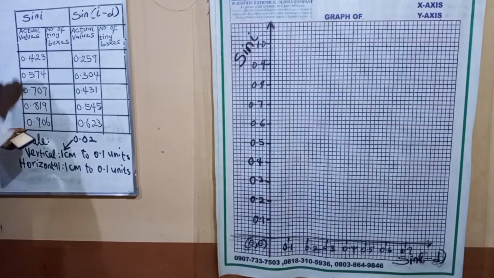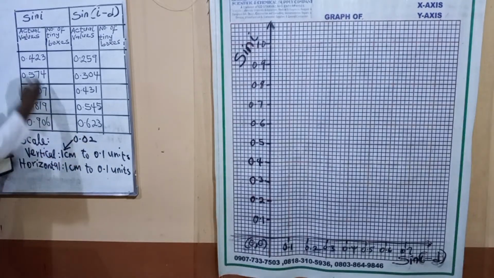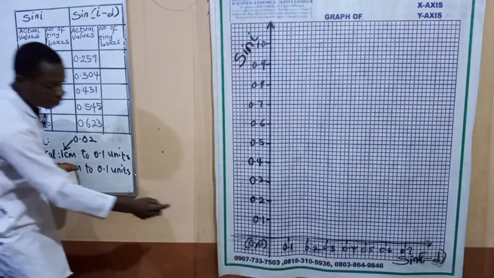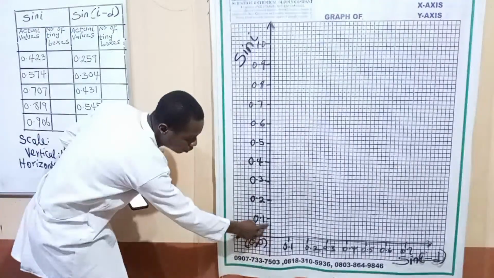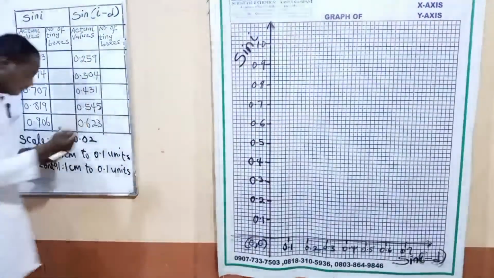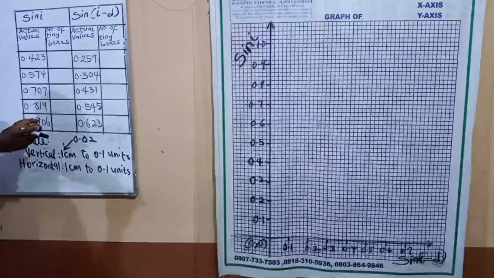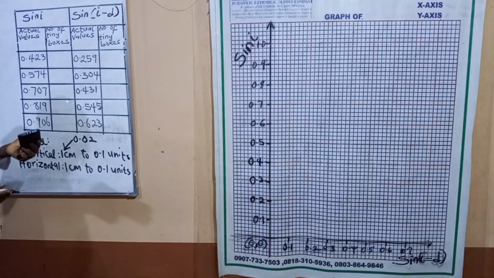Here we have 0.423, divided by this scale factor for the vertical axis. I'm sure you know how we got the scale factor. We got it by using 5 smallest boxes to divide 0.1. So let's proceed. I've got 0.423 divided by 0.02, and the answer is approximately 21 boxes.